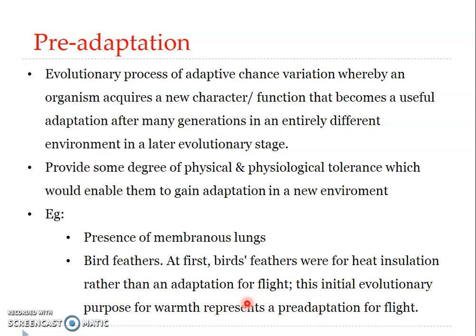This kind of pre-adaptation provides organisms some degree of physical and physiological tolerance which would enable them to gain adaptation in a new environment. In a completely different set of environment, they can very well get adapted. The alleles or gene combinations responsible for pre-adaptation may be retained if their presence in the gene pool is not seriously disadvantageous to the survival of the species.